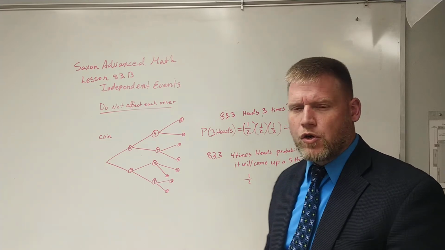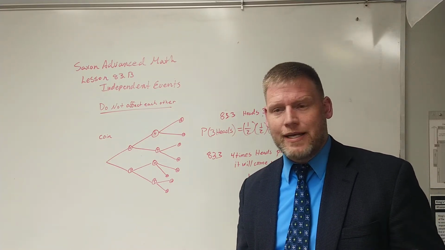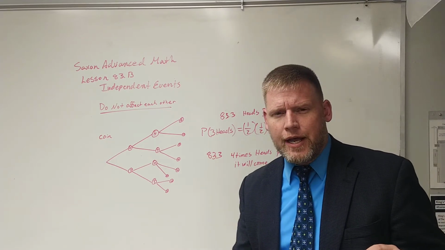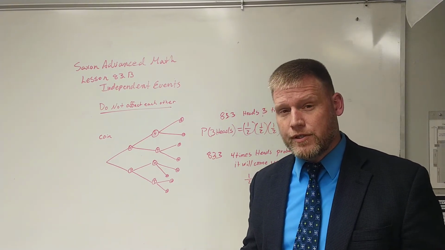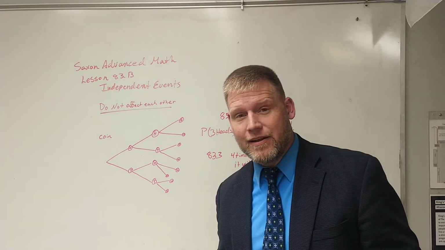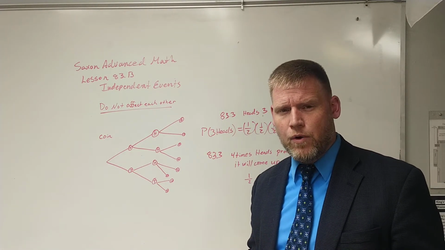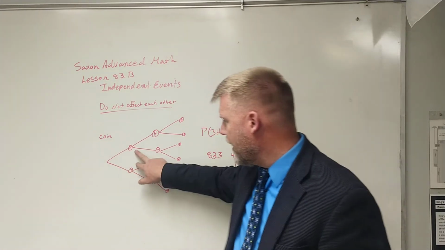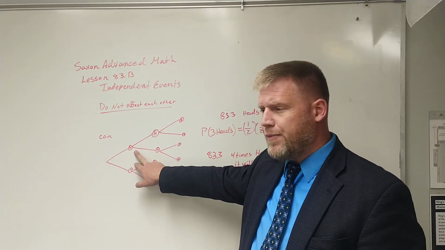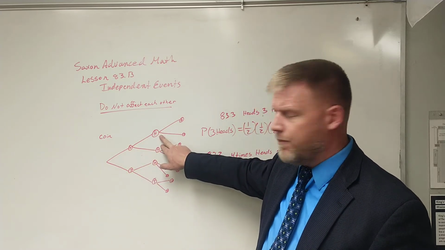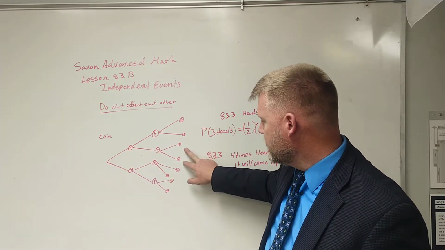Well, what happens when I start adding a little bit of complexity? What happens when I have independent events and I flip a coin, for instance, and then flip it again, and then flip it again? A couple of things I have to remember here. If I flip a coin the first time, I get heads or tails, right? If I flip it again, so I already had heads, I get heads or tails again. Flip it again, I get heads or tails.